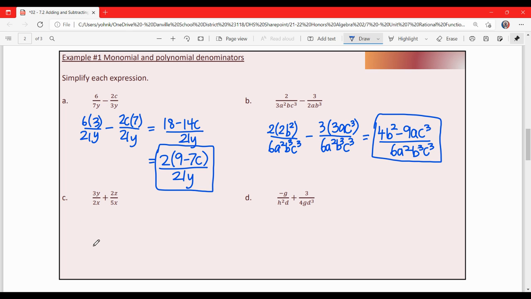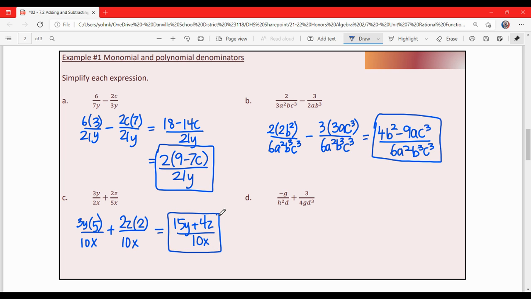All right, if we look at letter C, let's set up our fractions. Common denominator, let's see, between 2 and 5, that's a 10. And I need a single x, so 10x. So I have the 3y. And I need to multiply 2 by 5 to get 10, so I'm going to put a 5 there, and I've already got the x, so I'm good there. Then I'm going to put the 2z. I got to multiply 5 by 2 to get 10, and I already have the x. That's going to give me 15y plus 4z over 10x.